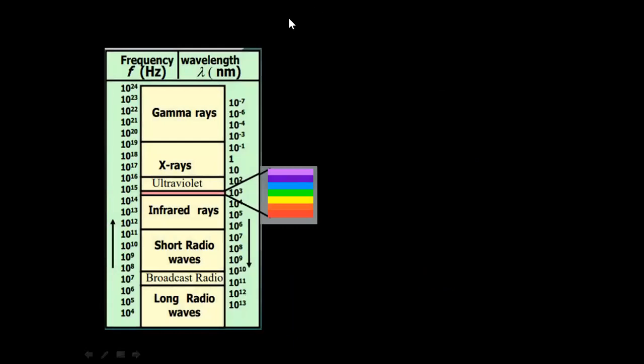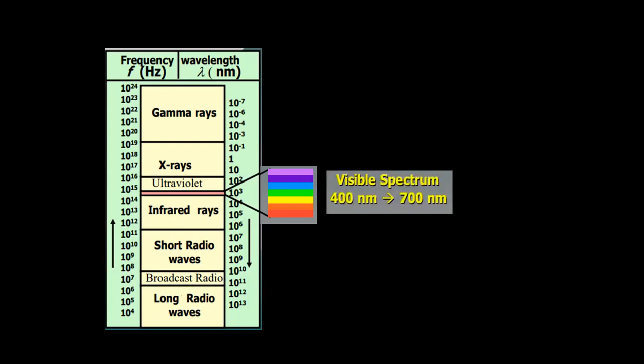We have the following table relating to frequency and wavelength of the following waves. We have gamma rays, X-rays, ultraviolet waves, infrared rays, short radio waves, broadcast radio, long radio waves. This region, highlighted in red, is the color spectrum, which is the only part visible to our naked eye. The rest, gamma rays, X-rays, ultraviolet waves, infrared rays, short radio waves, broadcast radio, long radio waves, are invisible to our naked eye.